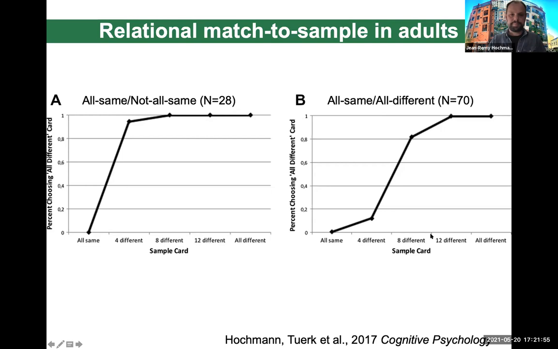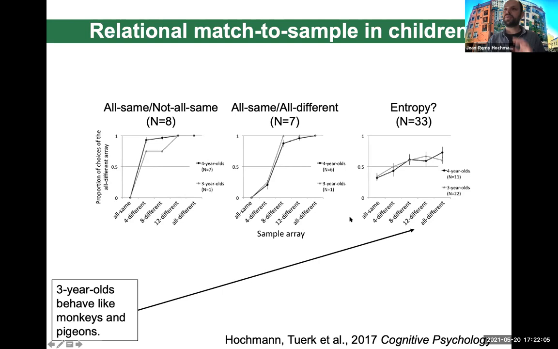Now we want to compare this to what children are doing. So the question is really what children are doing here. And this is what we got with 3 and 4-year-olds. What you can see, look first on the right, is that most children, in fact almost all of the 3-year-olds, do respond in a continuous fashion with varying entropy. So they seem to be behaving as if they were using entropy, just like the pigeons and the baboons. And by 4 years of age, we see a mixture of behavior.